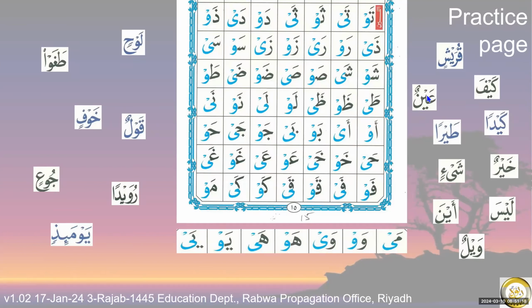Ainun, here is a yalin. Kaifa, yalin. Kaidan, yalin. Toiran, yalin. Khairun, yalin. Shay'in, yalin. Laisa, yalin. Aina, yalin. Wailun, yalin. Lawhin, wawlin. Tagaw, wawlin. Qawlun, wawlin. Khawfin, wawlin. Ruwaidan, this is a yalin. Ju'in, this is a wawmad. Yawma idhin, this is a wawlin.